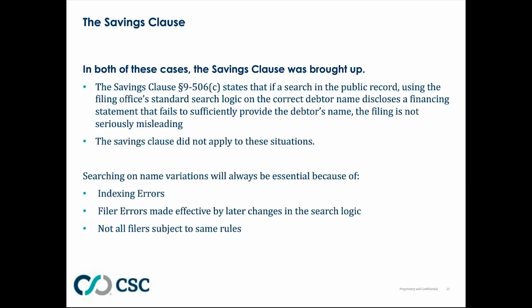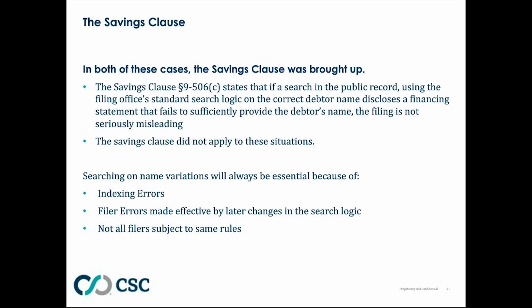So this also brings up the savings clause. In both these cases, the savings clause was brought up. The savings clause states that if a search in the public record using the filing office's standard search logic on the correct debtor name discloses a financing statement that fails to sufficiently provide the debtor name, the filing is not seriously misleading. So here the savings clause did not apply to these situations.